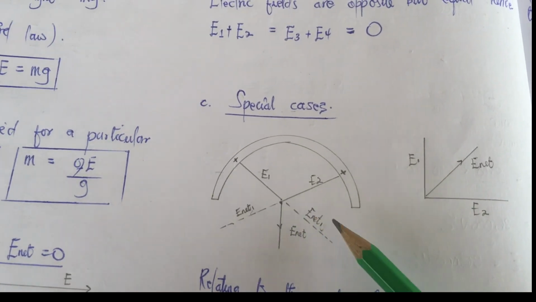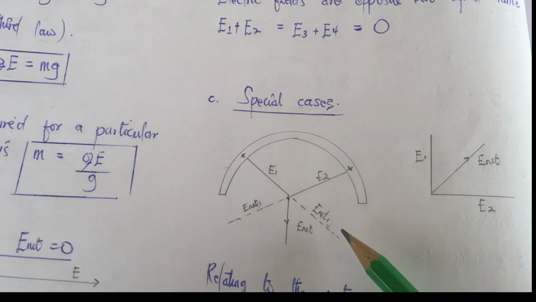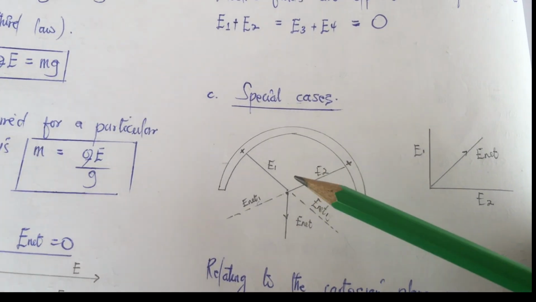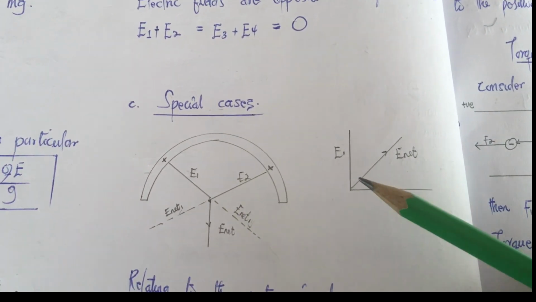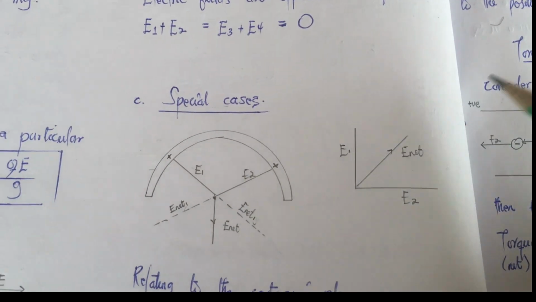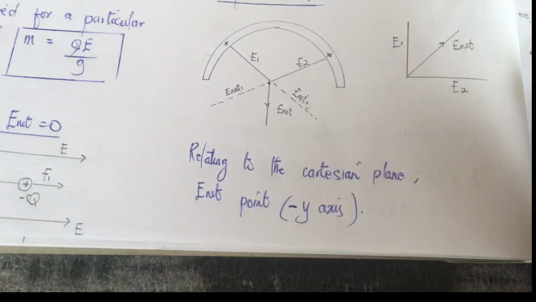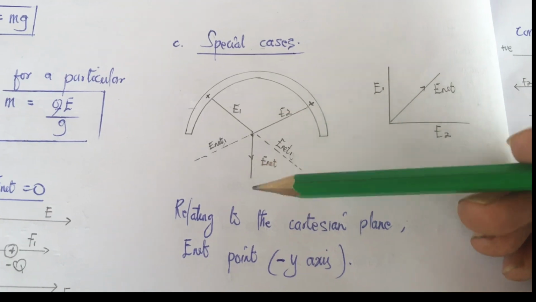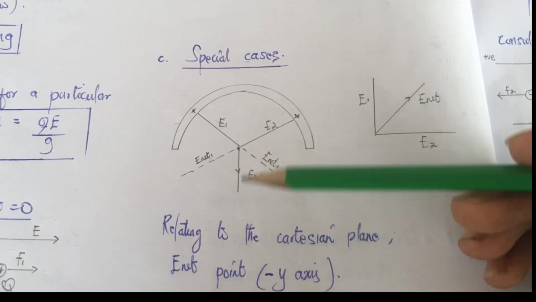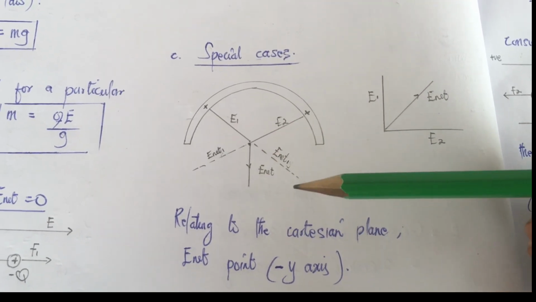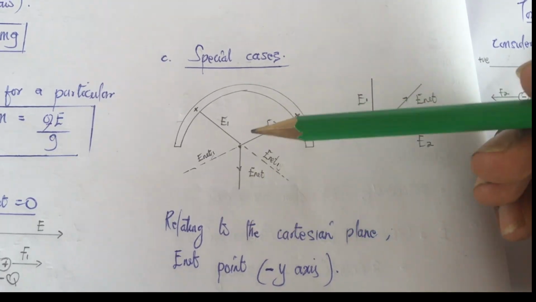So if you are finding the net electric field, then we can resolve it this way. From our vector forms, if we have E1 and E2, we can find the resultant from here. So this will be the resultant, and the resultant will face directly in the negative y-axis. So this will be the direction of the net electric field.